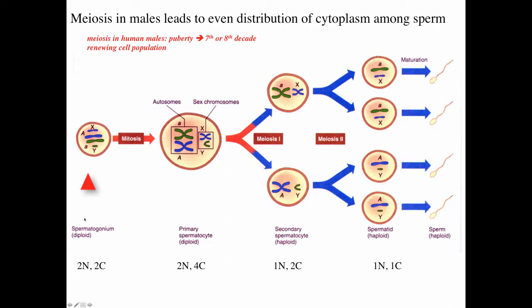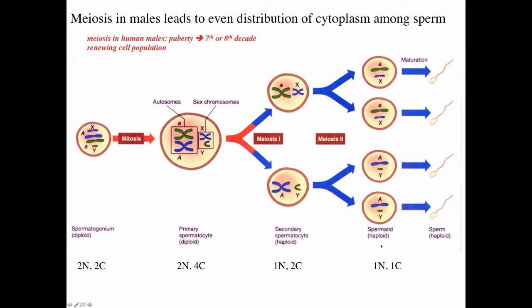here you've got a spermatogonium, which is a diploid cell. It's 2N2C. The primary spermatocyte is 2N4C. At meiosis 1, the secondary spermatocyte is 1N2C. At meiosis 2, the spermatid is 1N1C, so the secondary spermatocyte is haploid with respect to chromosome number. The spermatid is haploid with respect to chromosome number and with respect to DNA content.